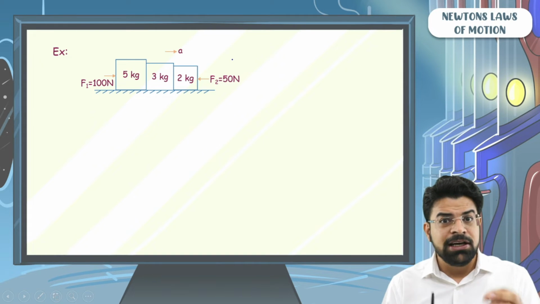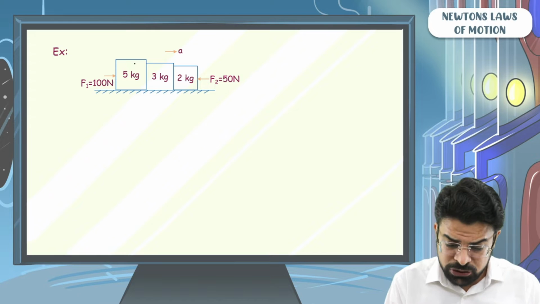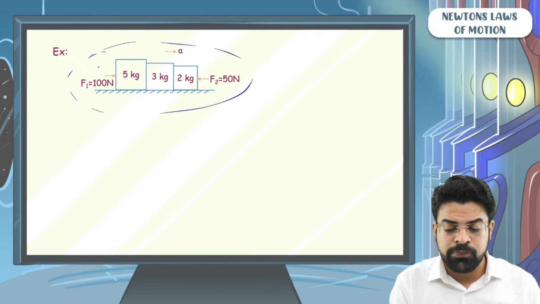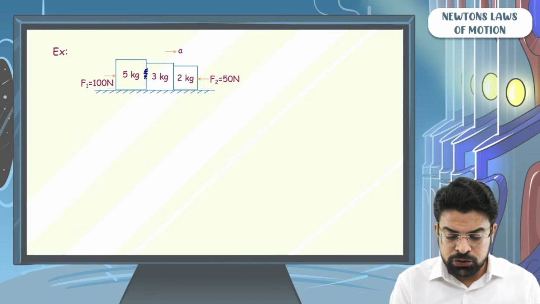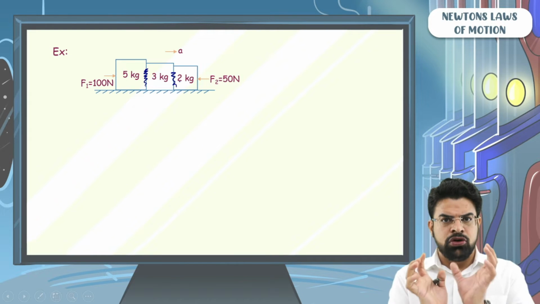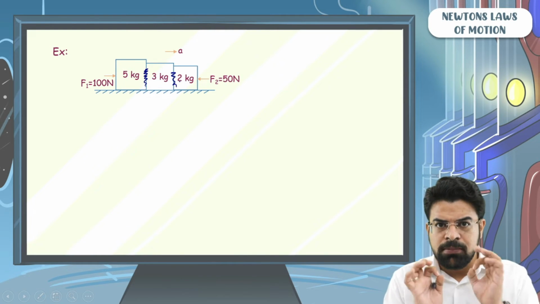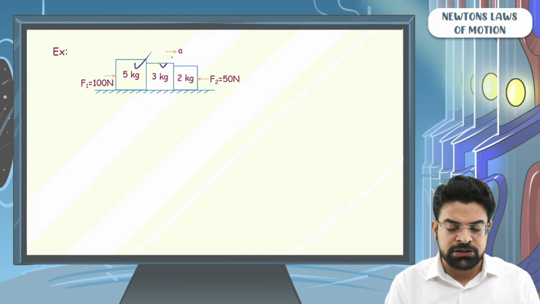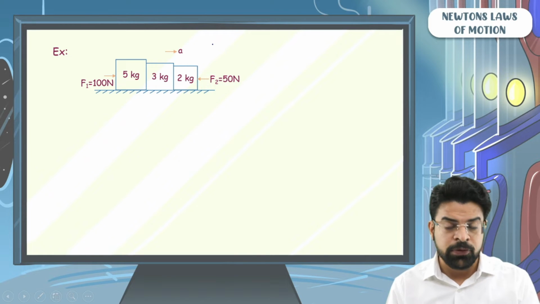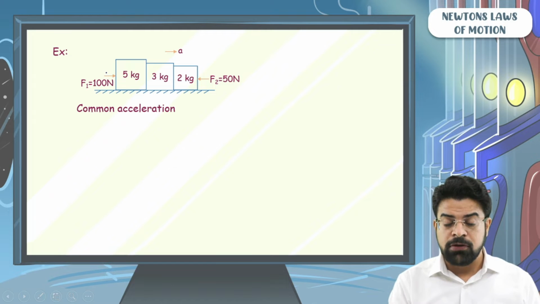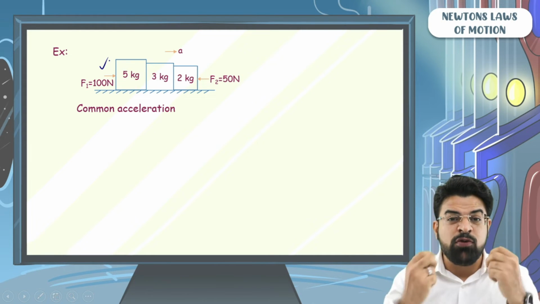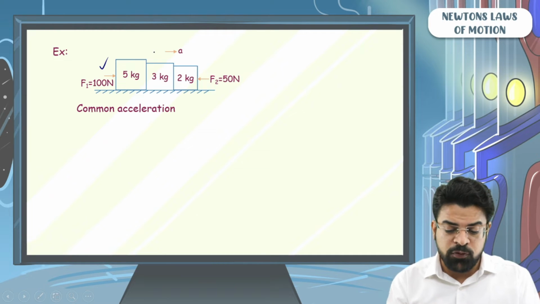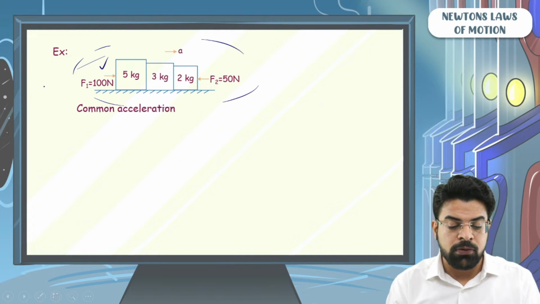So you will say the common acceleration has to be the net force on the system upon the total mass of the system. We can assume these blocks to be welded, to be joined together. So the total mass of the system will become 5 kg plus 3 kg plus 2 kg, that is 10 kg. And the common acceleration will be equal to net force. The force of 100 is towards right, the force of 50 is towards left. Force is a vector quantity. So the net force on this whole system will be equal to 100 minus 50.